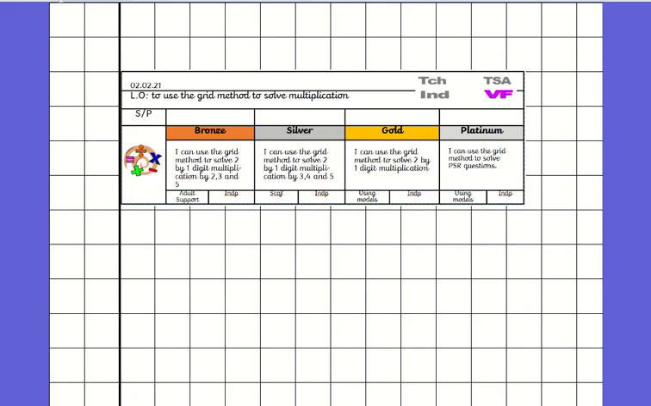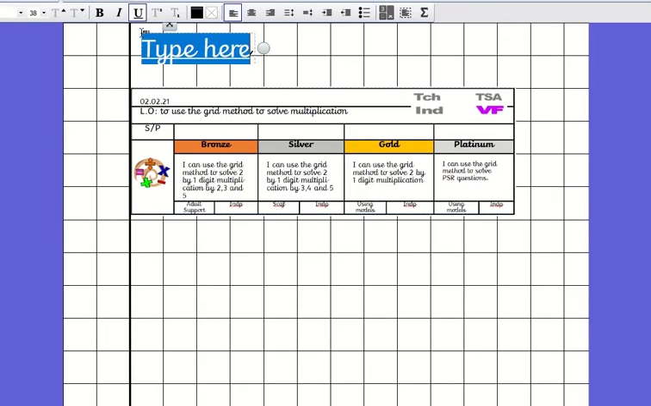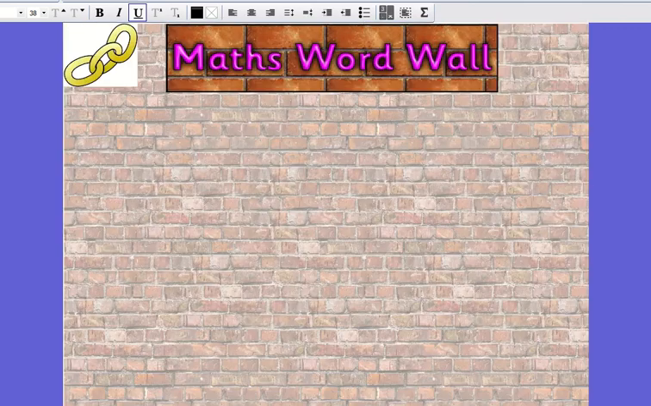So make sure you write the date at the top of the page. So today is the 2nd of the 2nd, 2021. Okay, and make sure it's underlined, and then your success criteria, which we'll go through in a second.